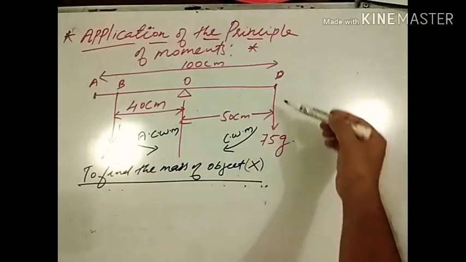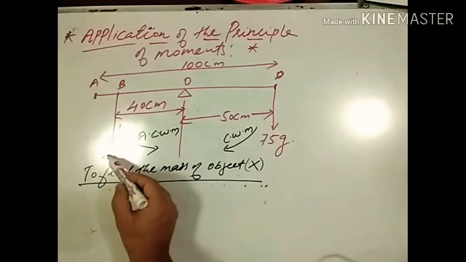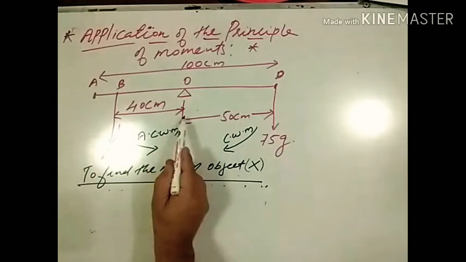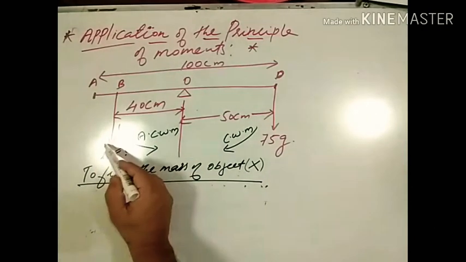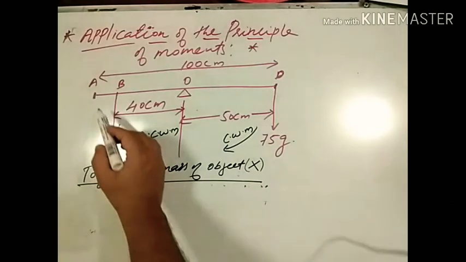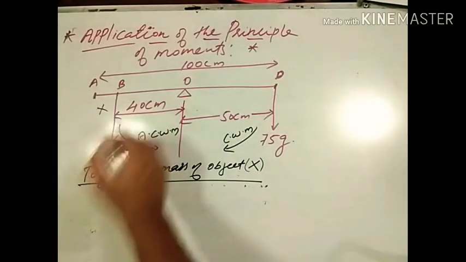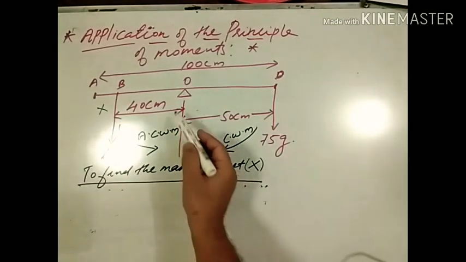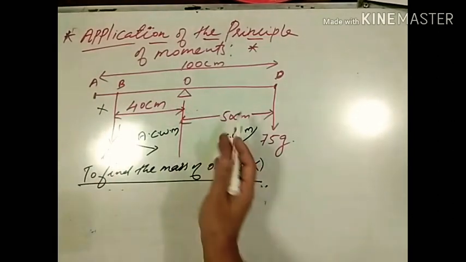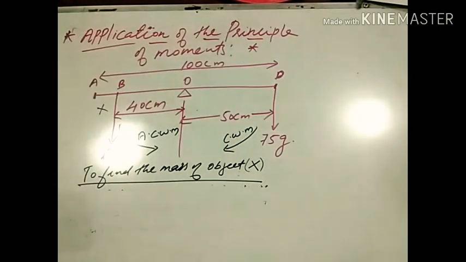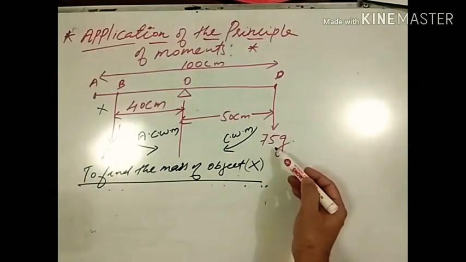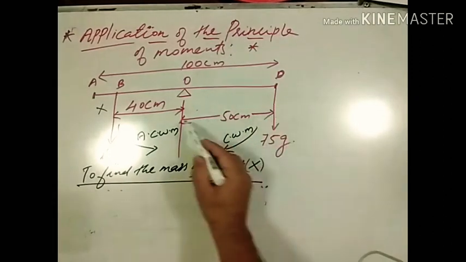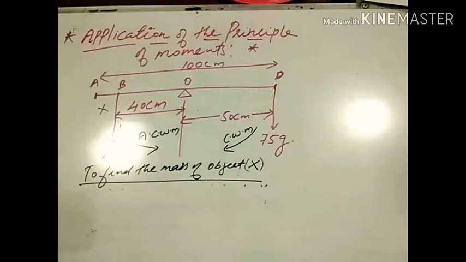The unknown mass x is suspended at a distance of 40 centimeter from the fulcrum. Clear? X, whose mass is to be found out, which is unknown to us, is at a distance of 40 centimeter from the fulcrum towards the end B. Now a known mass of 75 gram is suspended at the point D at a distance of 50 centimeter from the fulcrum. Okay?